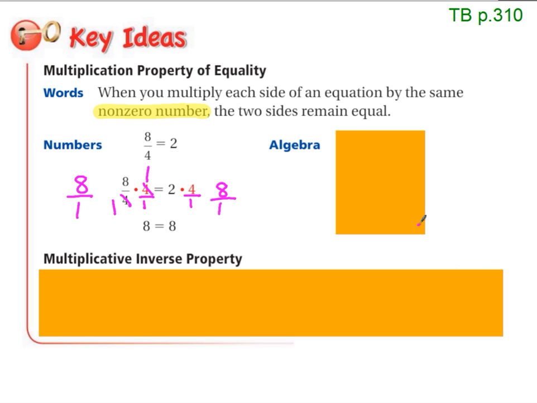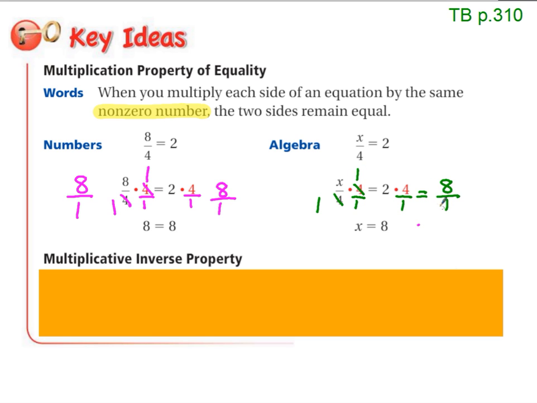The same is true for algebra. So if we take a look at this problem, x divided by 4 equals 2, or x/4 equals 2. Do the same thing. Multiply by 4 on each side. Obviously, I can cancel out. And on this side, I'm going to have x times 1, which means x, and 1 times 1 on the bottom is just 1. So I have x equals 8.